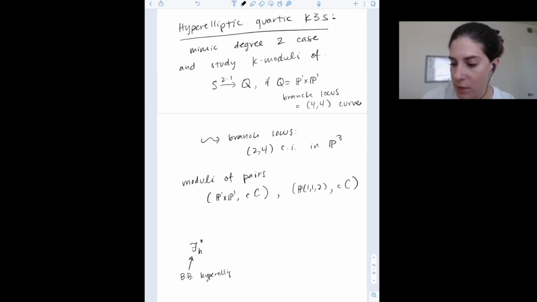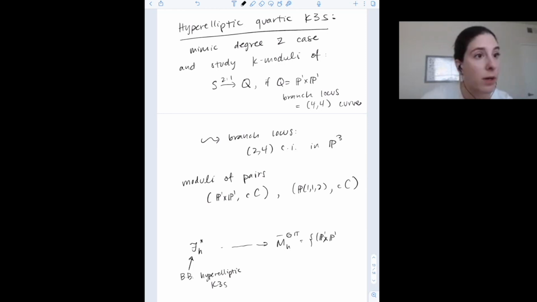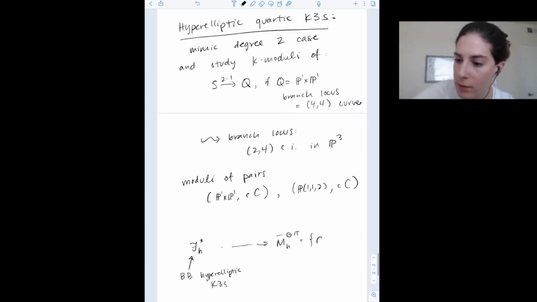It turns out that this is well defined, and the GIT moduli space. These curves on the singular quadric are all degenerations of these curves on the smooth quadric, so we can consider the GIT moduli space of semi-stable curves on P1 cross P1. So C is a (4,4) curve, and it's GIT semi-stable.